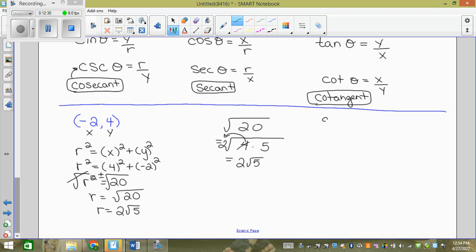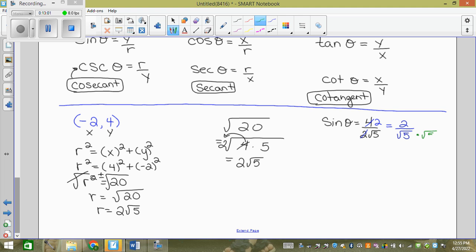Okay. So sine theta. Sine is y over r. So it's 4 over 2 root 5. The 2 can cancel, so this becomes a 2 up here. So I get 2 over root 5. But from grade 11 you learned how to rationalize your denominator. So what do you have to do? Get rid of this. Yeah, multiply by square root 5 whenever you have a monomial.